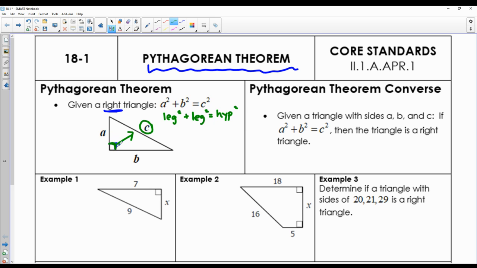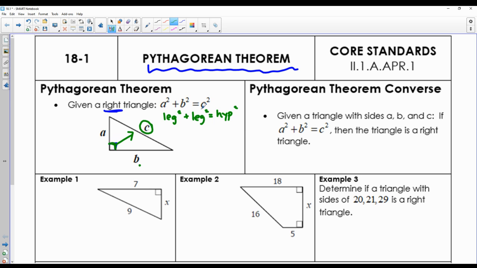So I always start with C. A and B are just legs. They can switch places. You could call this A and this B, or this A and this B. So please just note hypotenuse has to be C, and then you can use the Pythagorean Theorem. So let's look at these first two examples, and then in our next video we'll talk about the converse theorem.